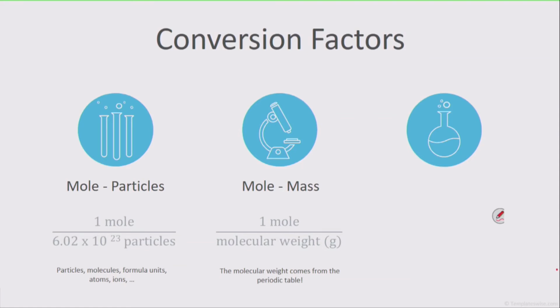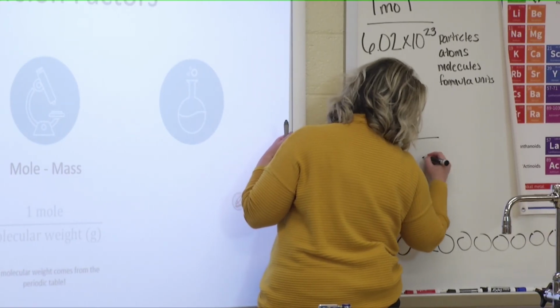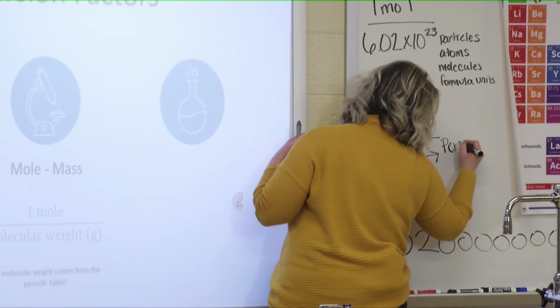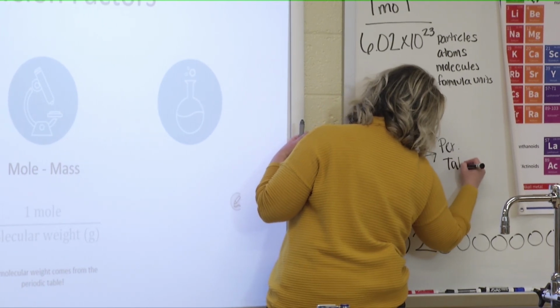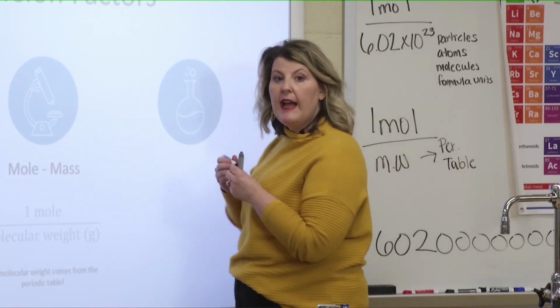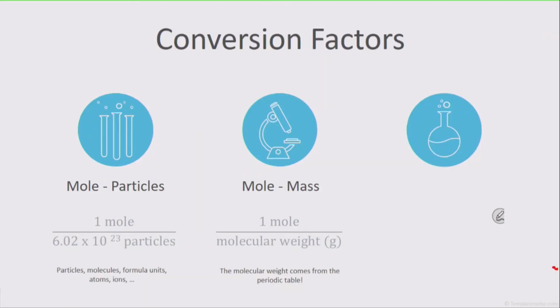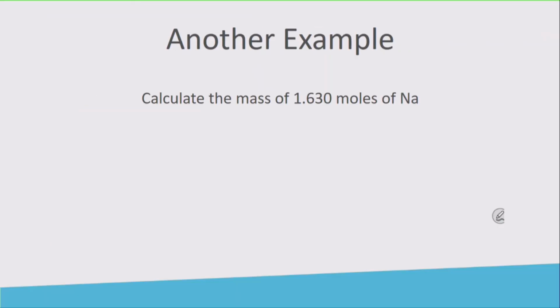That new conversion factor that we're going to use today is 1 mole over the molecular weight. This number comes from the periodic table. And 1 is the number that's going to go with moles. So let's work a couple of these problems. Calculate the mass of 1.630 moles of Na.